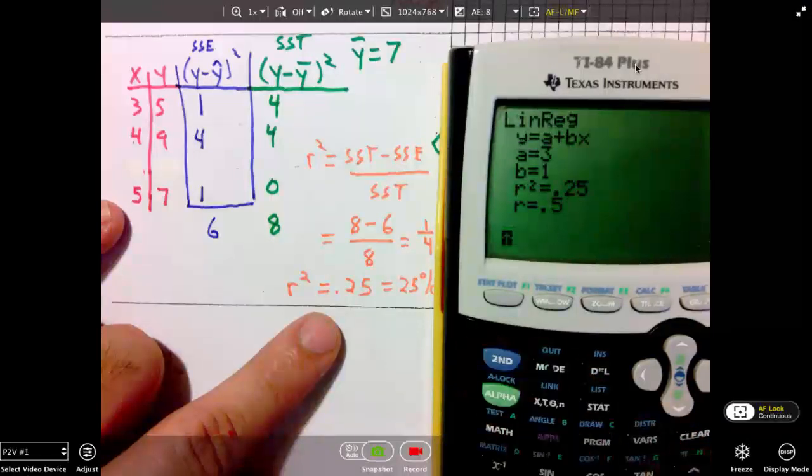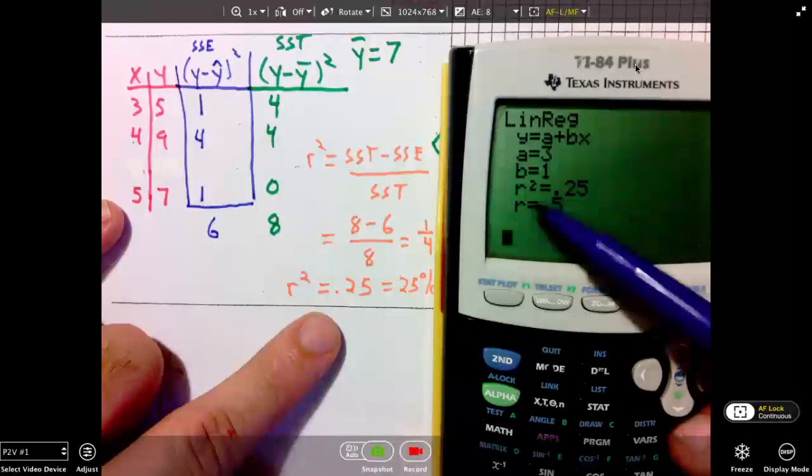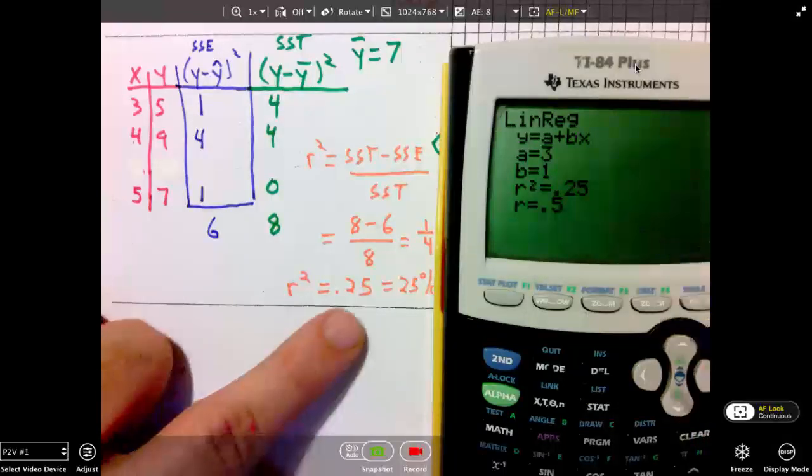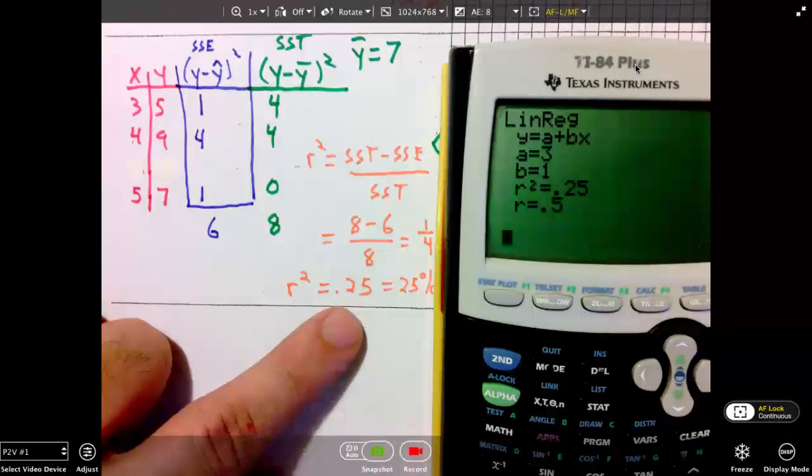Second quit, second enter. Bingo. R squared is 0.25. That's what we just calculated. All right.